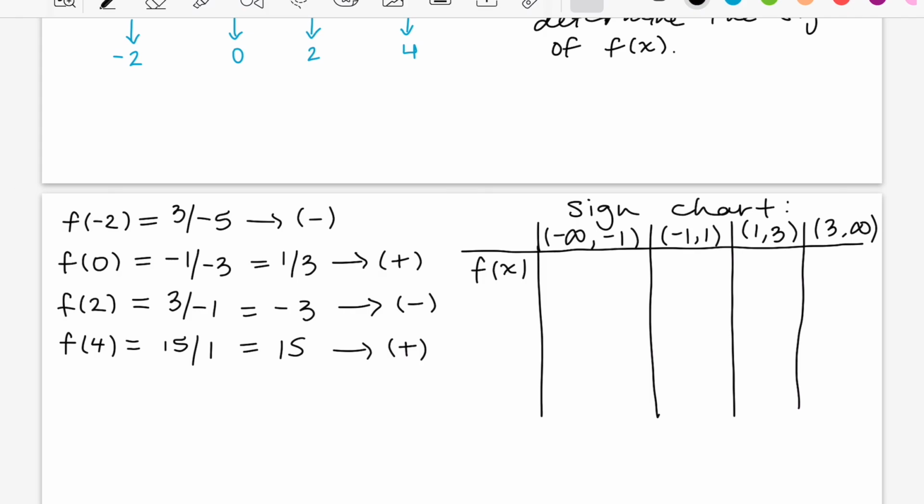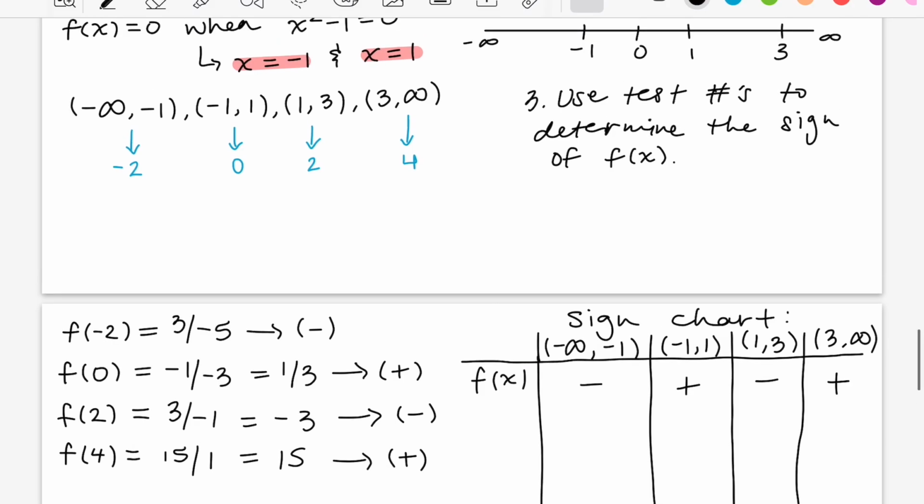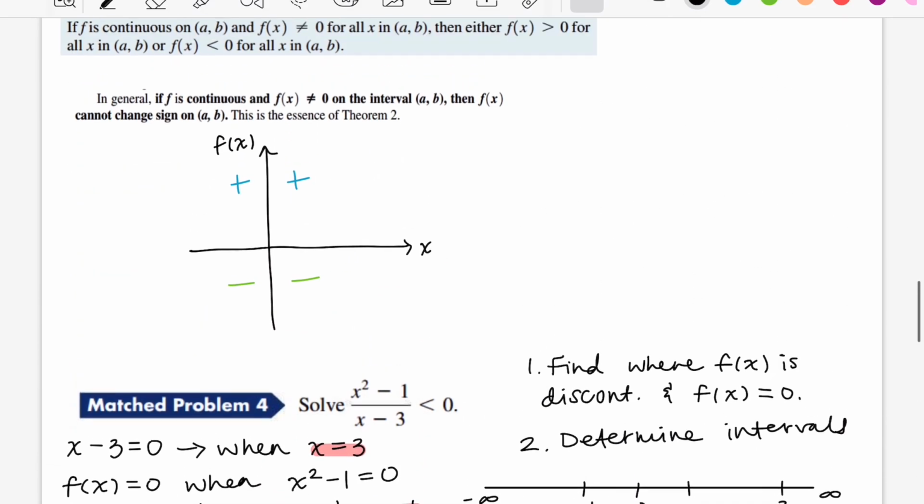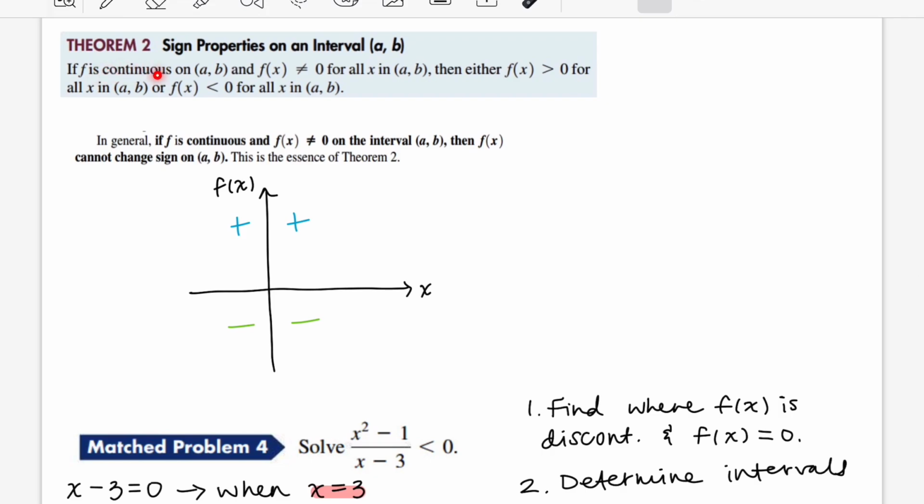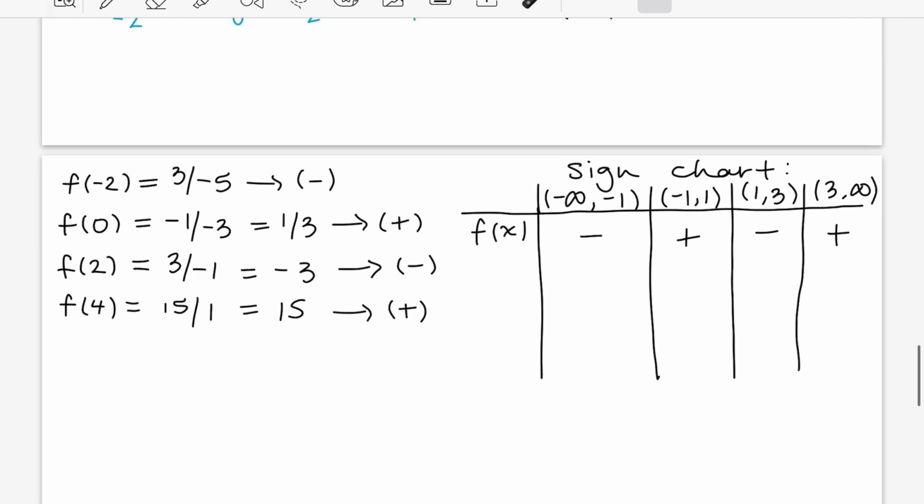And so what we're doing here is just organizing what the sign of our function is in these intervals. So when we took a test number in this interval, we found that our function was negative. Then when we took a test number in this interval, -1 to 1, we found our function was positive. And here we found negative, and then in here we found that it was positive. So that's how you would construct a sign chart here. And again, this is just because of theorem 2. It tells us that in these intervals where our function is continuous and not equal to 0, our sign will not change. So from -infinity to -1, it'll always be negative. From -1 to 1, always positive, and so on.